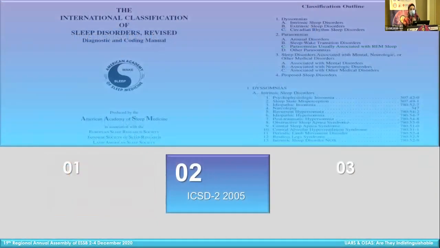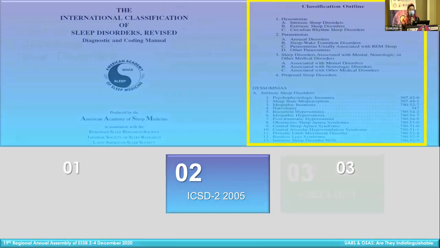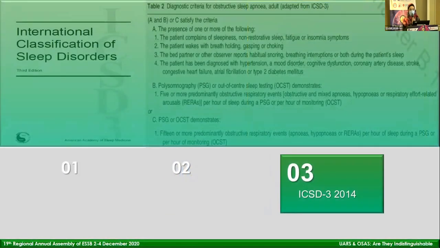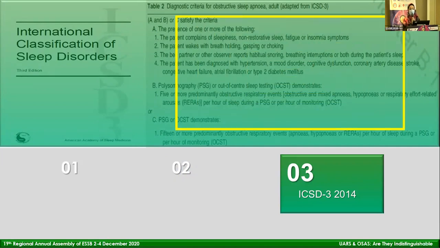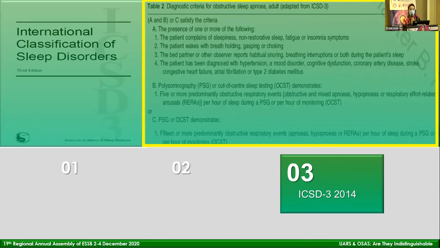Heading to the next classification, which is the International Classification of Sleep Disorders, version 2 in 2005, again, upper airway resistance was included in the sleep-related breathing disorders. In the latest classification of the sleep disorders, still, upper airway resistance was not a distinctive disease. It was still included in the obstructive sleep apnea, and the diagnostic criteria of obstructive sleep apnea included the RERA phenomena.